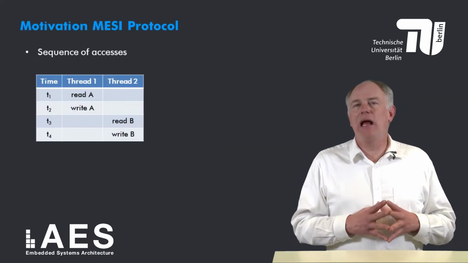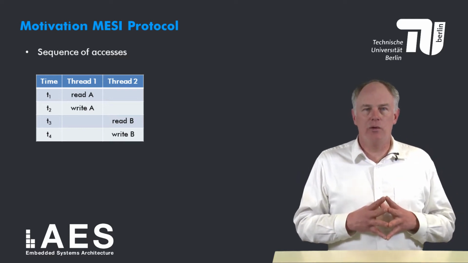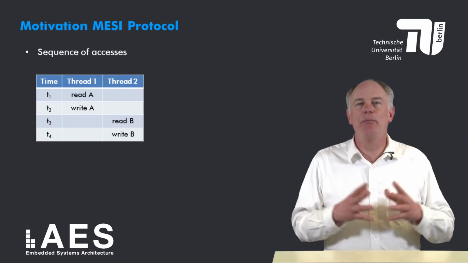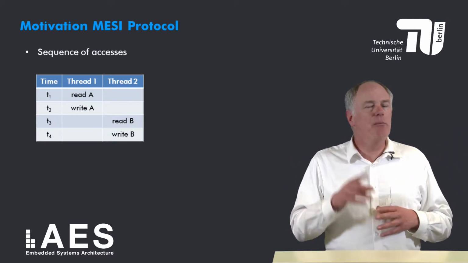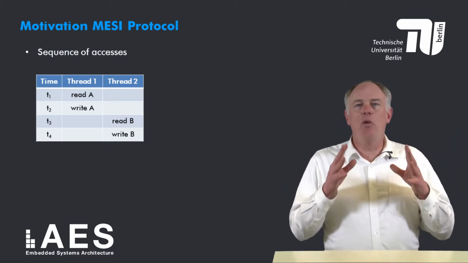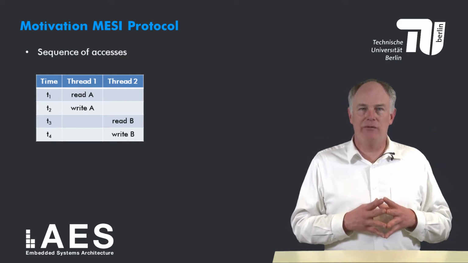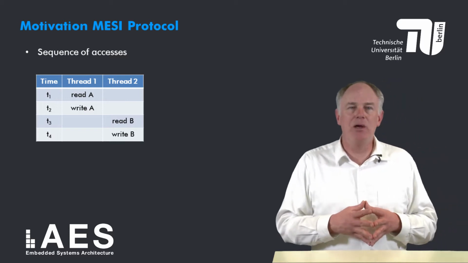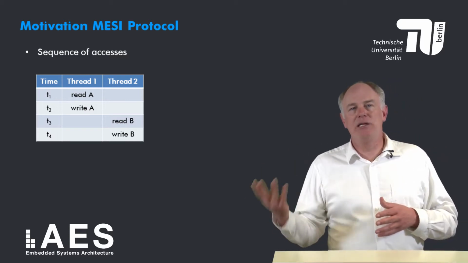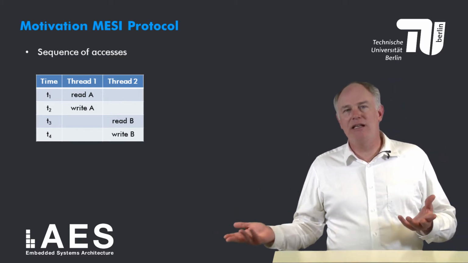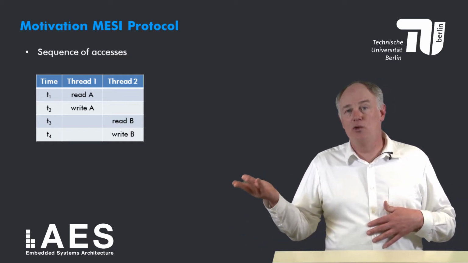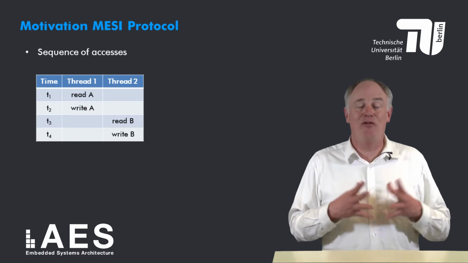I want to explain the MESI protocol to you, which is a very common coherence protocol used in many multiprocessor systems. Before I do that, however, I want to give a brief motivation for it. Consider this very common sequence of CPU accesses. At time t1, thread 1 reads A and then writes A, and after that at time t3, thread 2 reads B and then writes B.